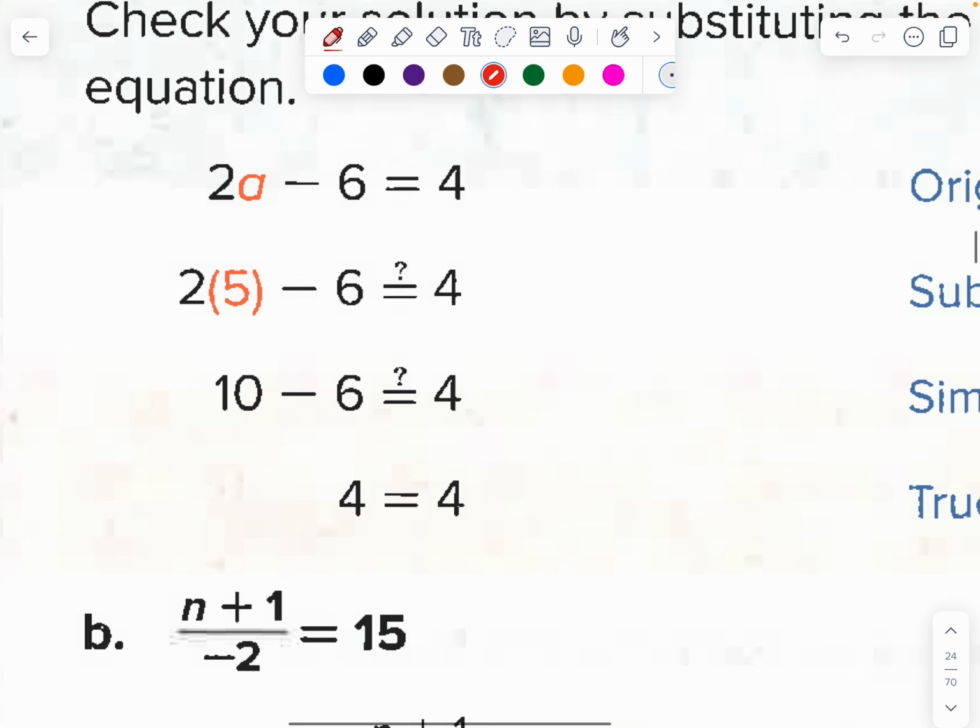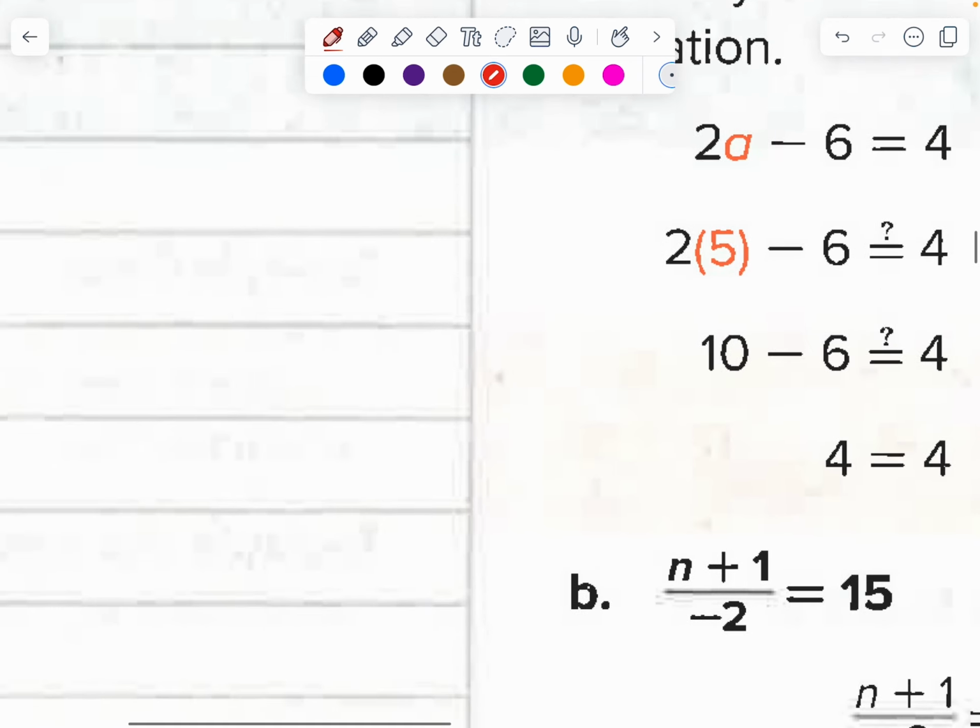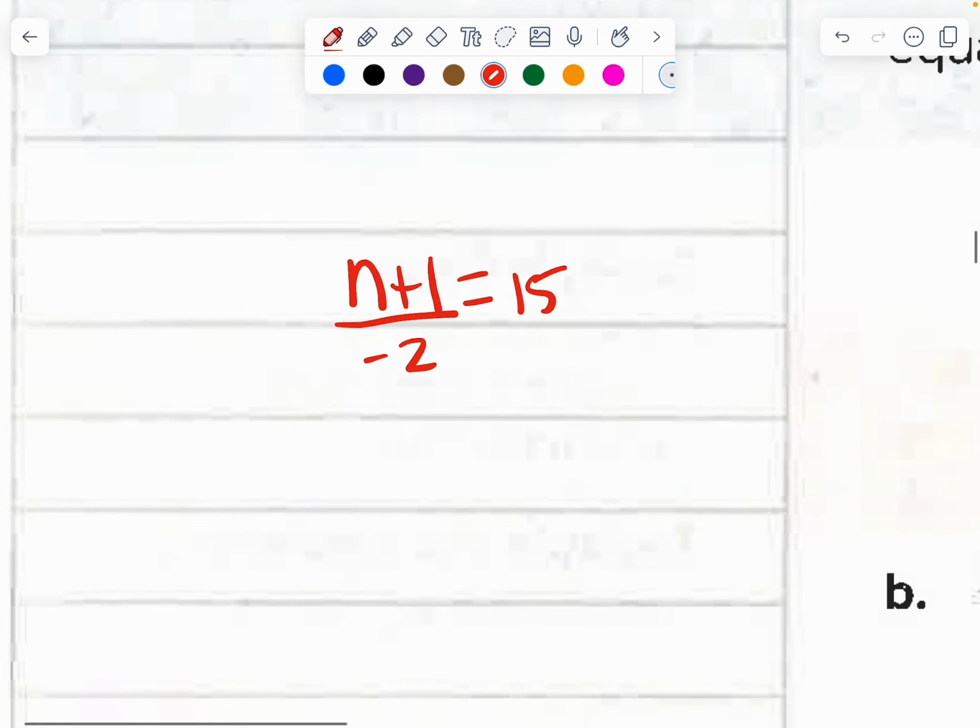So now we're going to do this problem right here. And again, I want n plus 1 over negative 2 equals 15. Now, some of you are like, well, that just looks weird. Okay, so let's look at this. I can't really subtract anything to the other side right now. Why can't I subtract something to the other side? Because I've got this division going on. So I need to get rid of that division first.